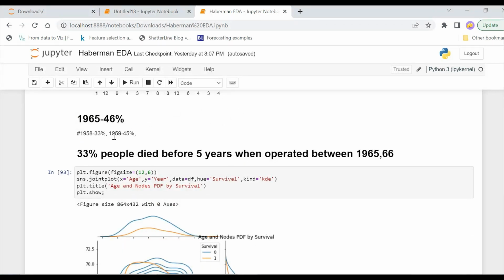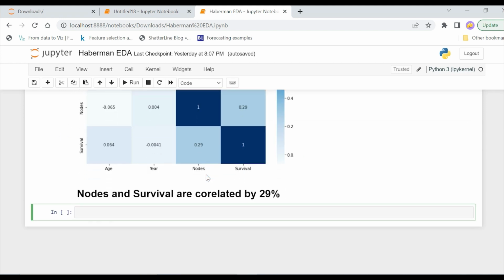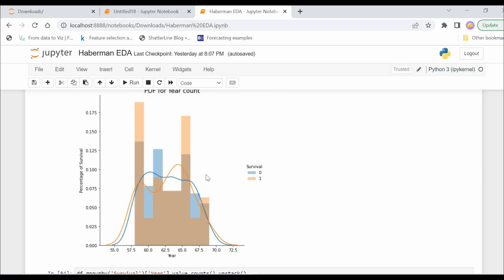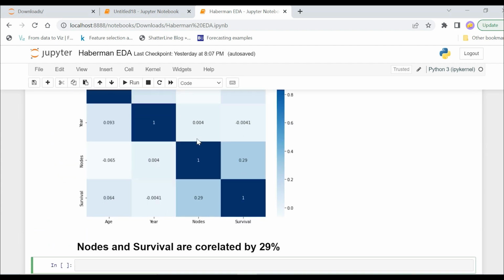Also, we can say if somebody comes and says, okay, dude, I got operated in 1960, or last year 1965, what is the chance that I might survive? I would say that, dude, for around 46% of the operations in 1965, 46% people actually lived less than 5 years. So yes, this is not a big probability, but yes, you have to be careful. So these are some basic conclusions which are very important, and I would definitely say nodes are very important here.